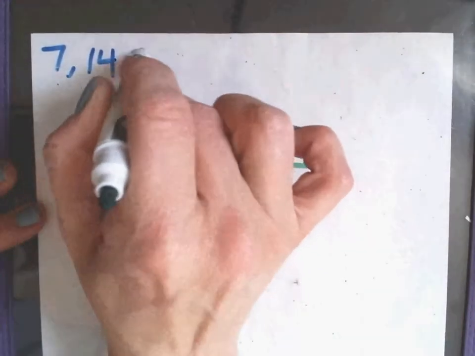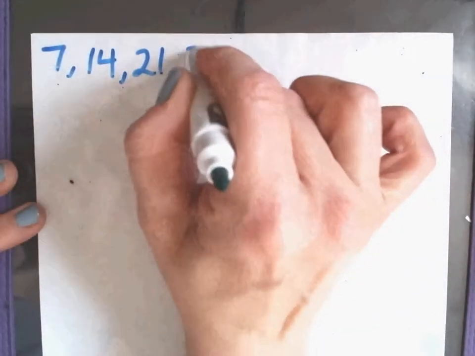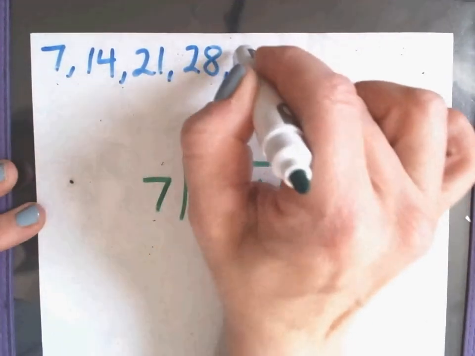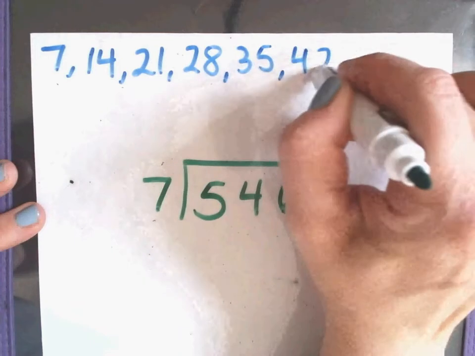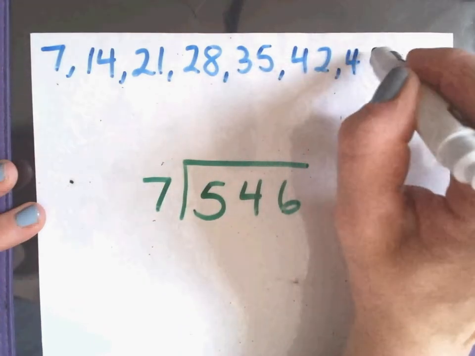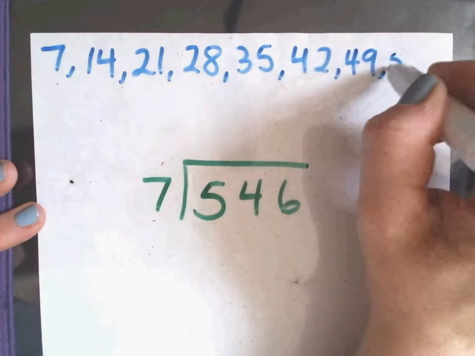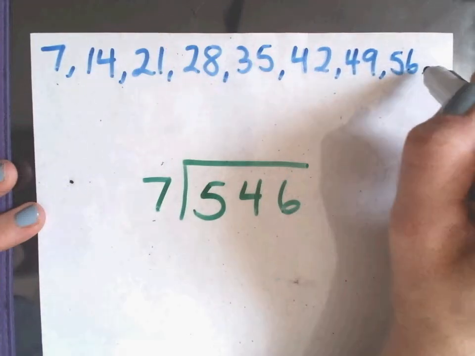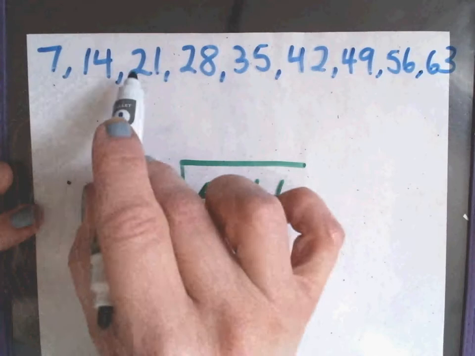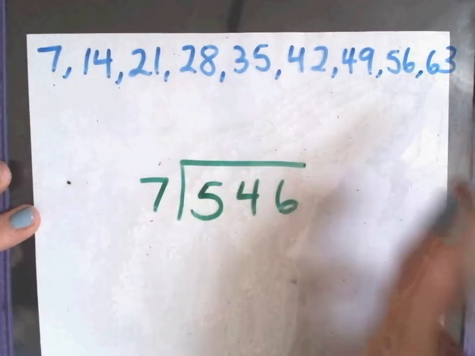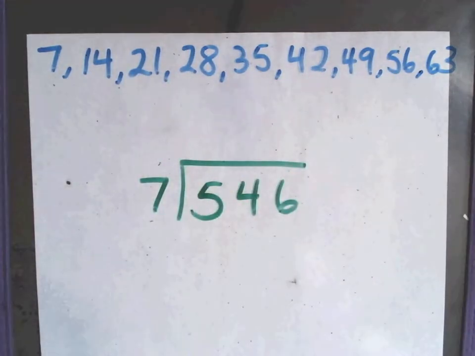7, 14, 21, 28, 35, 42, 49, 56, and 63. So I went out 1, 2, 3, 4, 5, 6, 7, 8, 9 places.